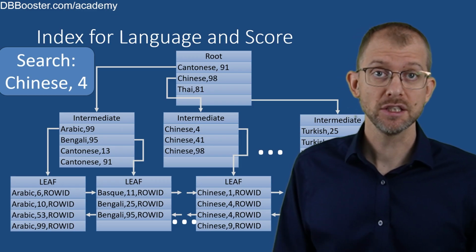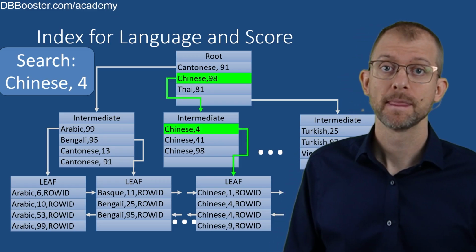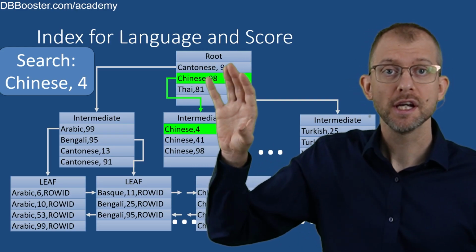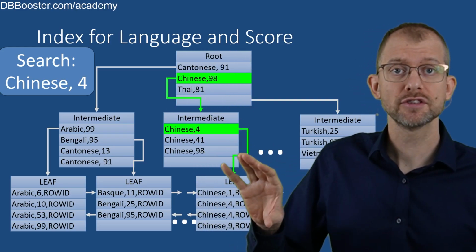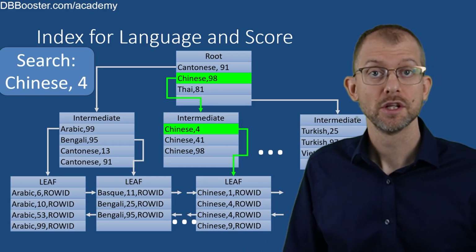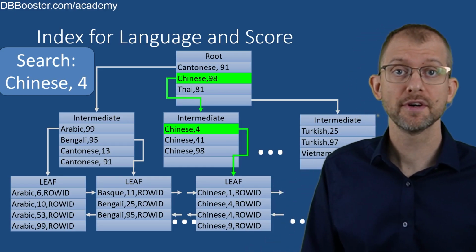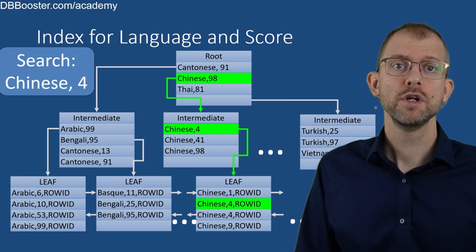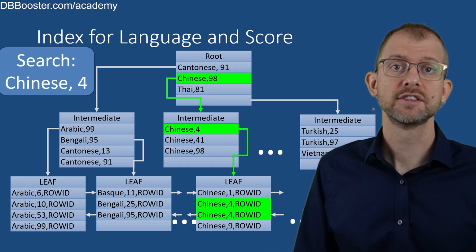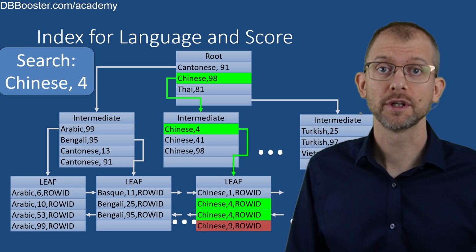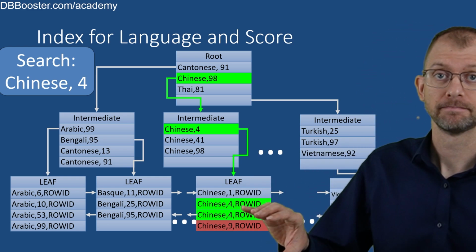First, I need to traverse the tree. The database follows pointers, root, internal nodes down to the first leaf page that could contain our value. The next step is to find the first match in that page. And finally, read forward while it still matches, and stop when entries no longer satisfy the filter.